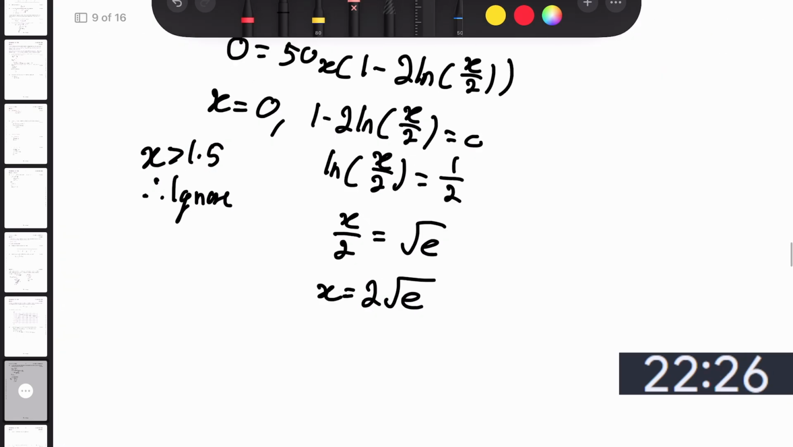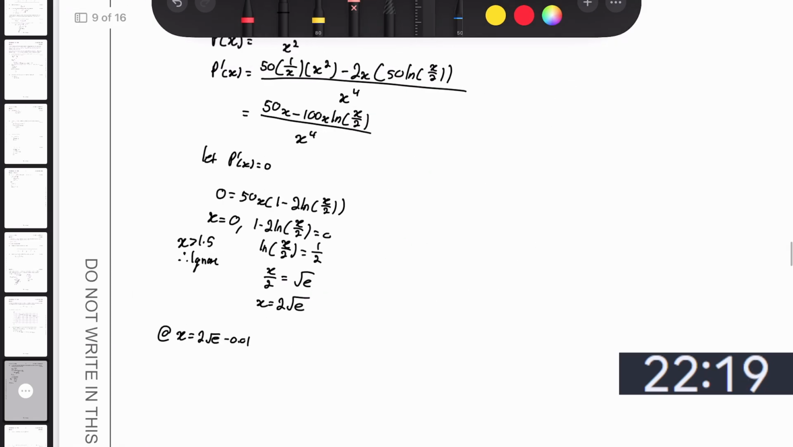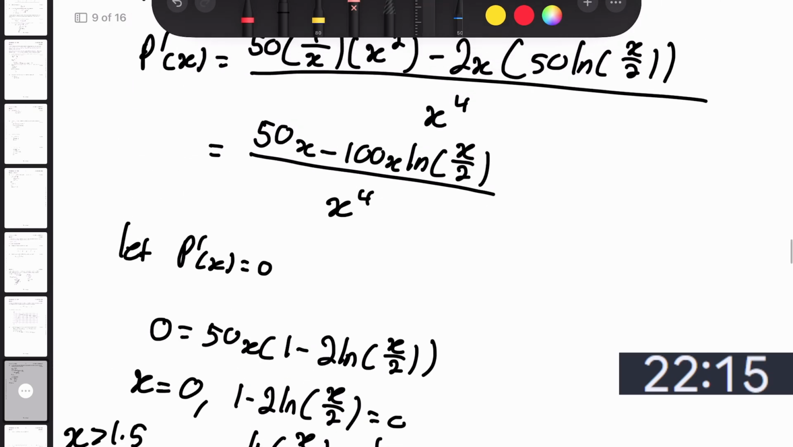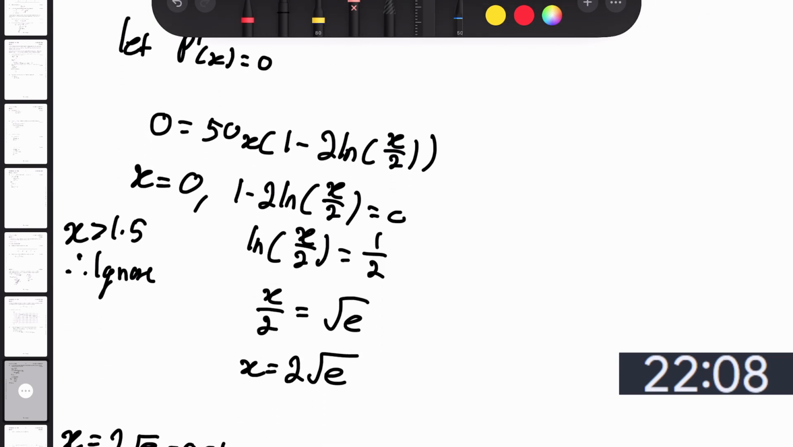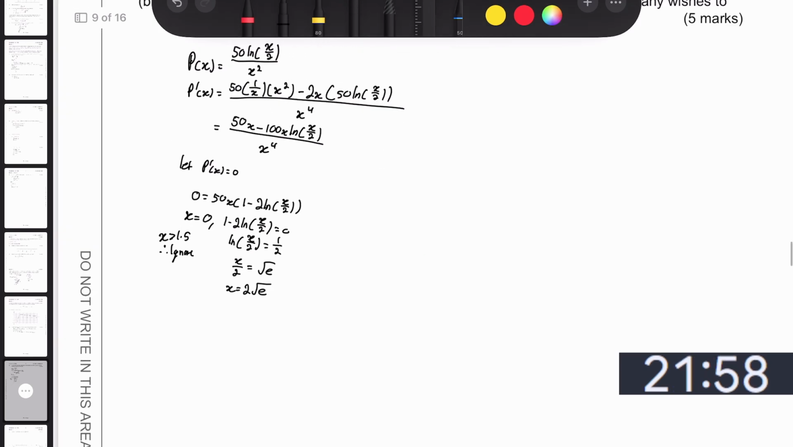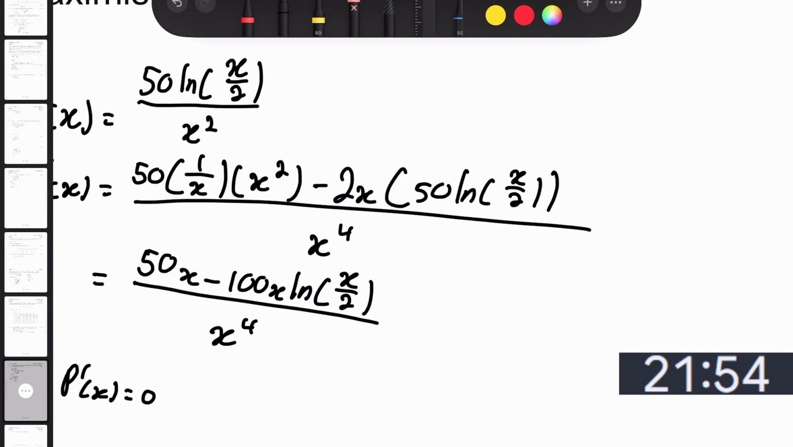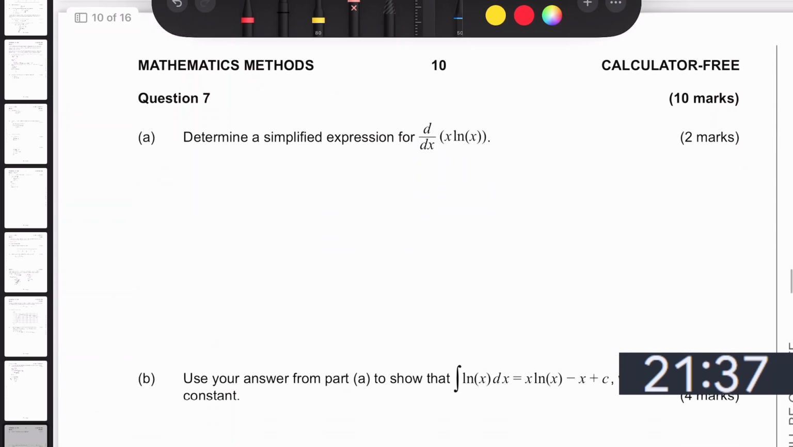What if I do that at x equals 2 square root of e minus 0.01. P of x is going to be 50 square root of e 0.01. I'm actually not sure if they expect me to differentiate this. They really want me to differentiate all of that? Okay, I think we'll come back to it in a second. We'll finish all the other ones and then we will come back and differentiate it.